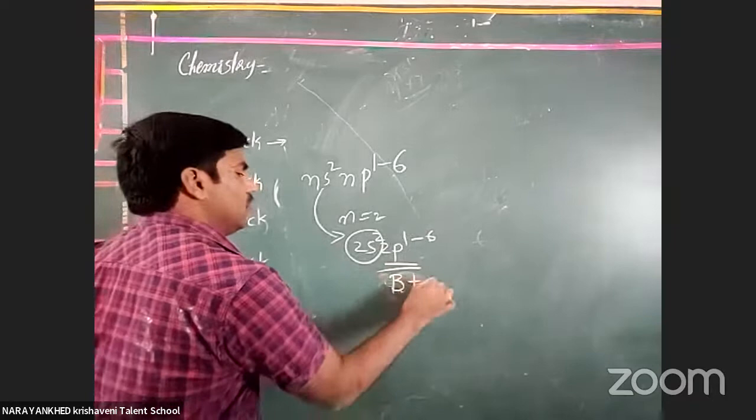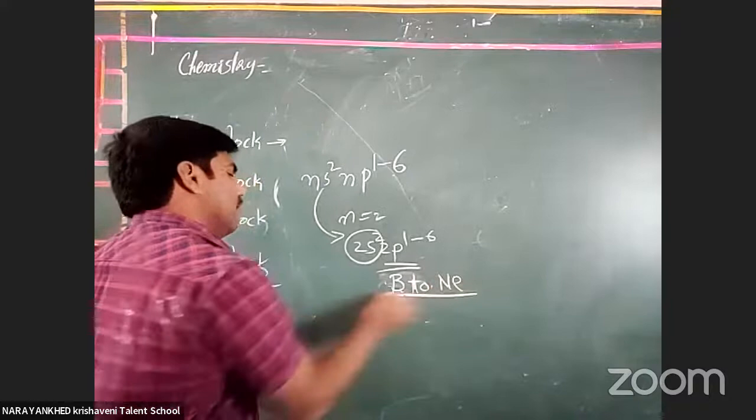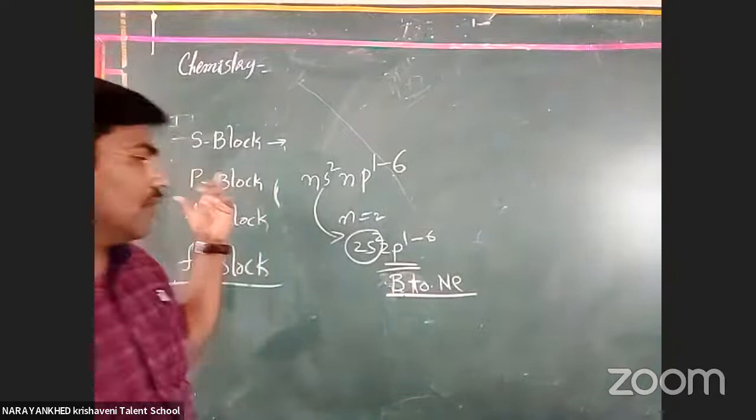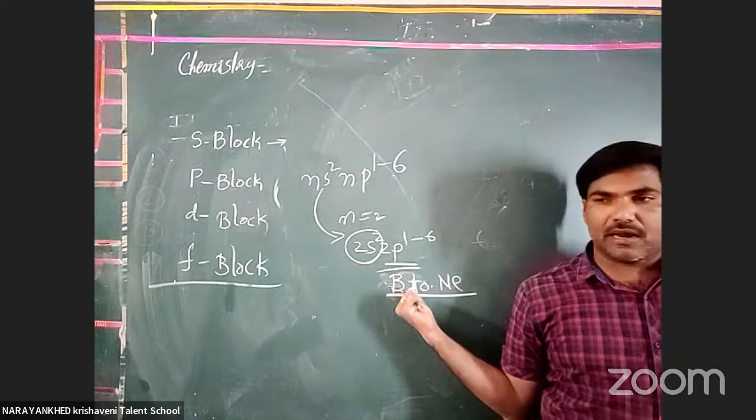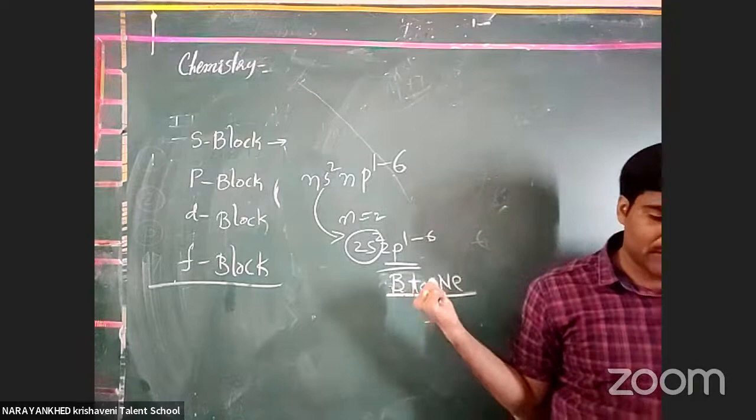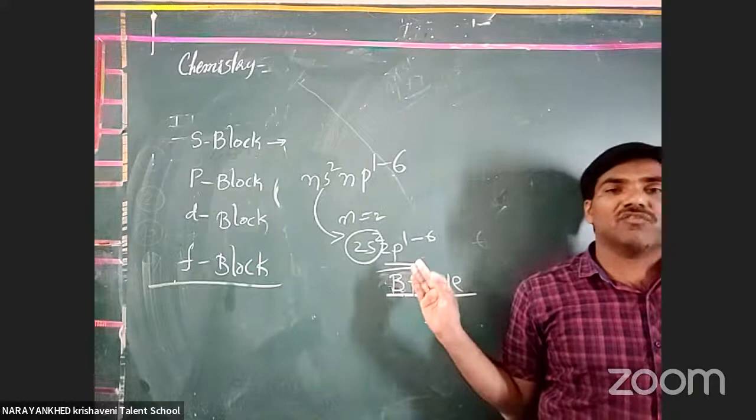In the second period, boron to which one? Neon. Now they are all coming under which one? They all come under p-block elements only. Aluminium to argon, they all come into p-block elements only. Clear or not? Third A group elements to the eighth A group elements are all which block? P-block elements. Got it or not?